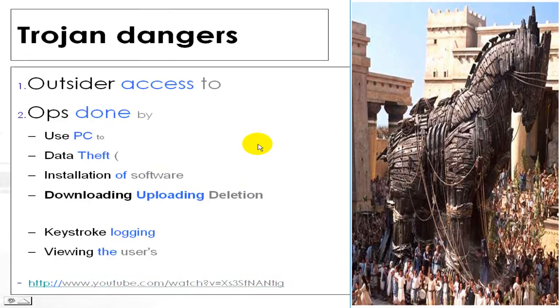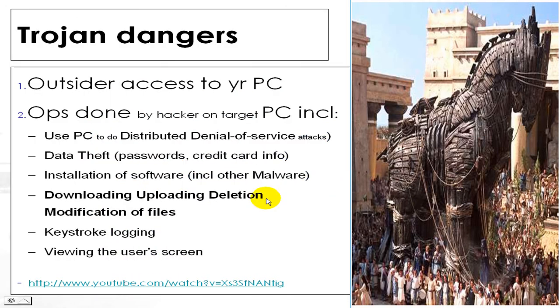Of course, the Trojan horse, outsider access. The thing hides inside the horse, the town drags it inside, they come out of the Trojan horse and then try and get into the town. Installation of software, downloading, updating, deletion, modification of files, keystroke, all sorts of things that come out of Trojan dangers.